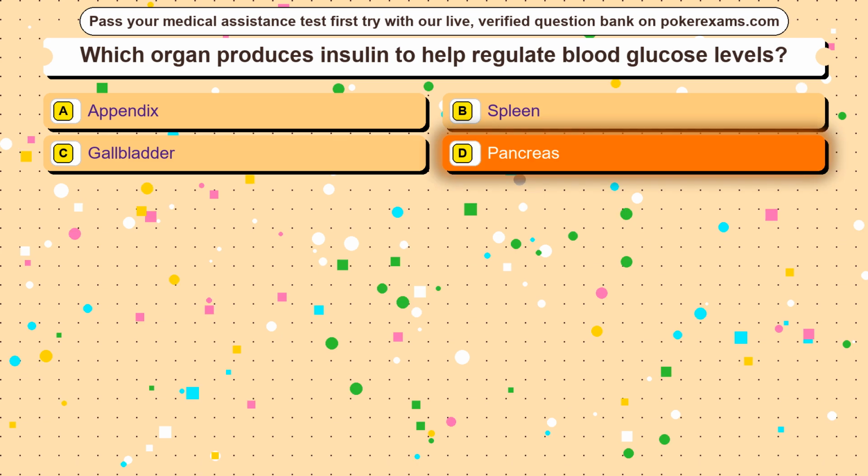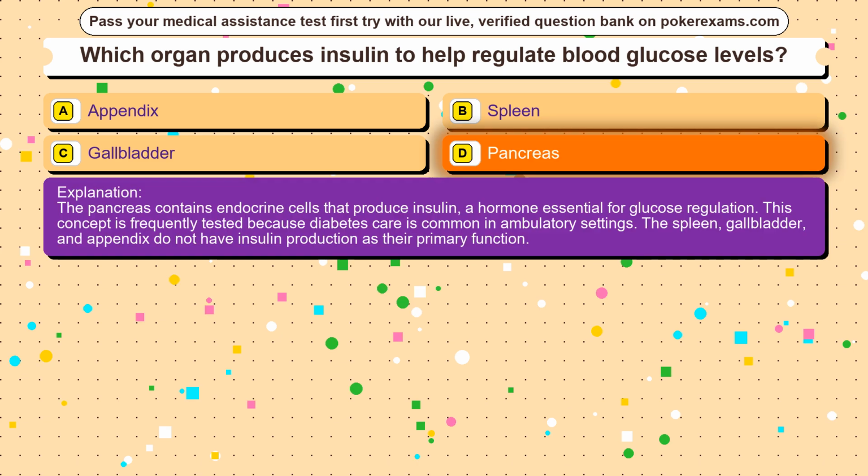The correct answer is option D, pancreas. The pancreas contains endocrine cells that produce insulin, a hormone essential for glucose regulation. This concept is frequently tested because diabetes care is common in ambulatory settings. The spleen, gallbladder, and appendix do not have insulin production as their primary function.